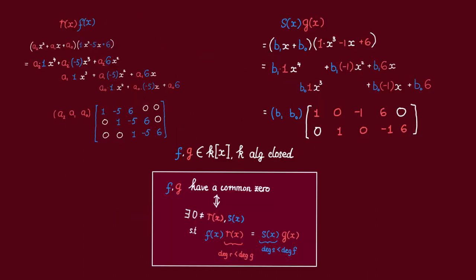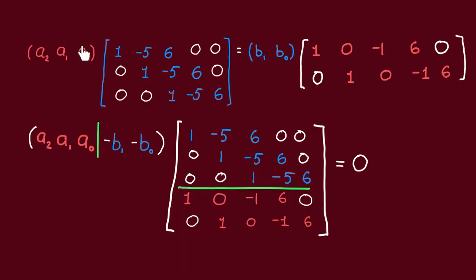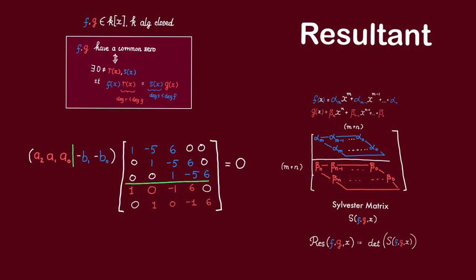Alright, so now that we have found Rf and Sg in vector form, we want to use our criterion and set them equal. Thus, we have the following system of equations in terms of ai and bj. For convenience, we could move everything to one side. This gives us a homogeneous system of linear equations. And we know exactly when such a system has a non-trivial solution. This system has a non-trivial solution if and only if this matrix has 0 determinant. Now this matrix is exactly what we call the Sylvester matrix of f and g, and its determinant is called the resultant of f and g.